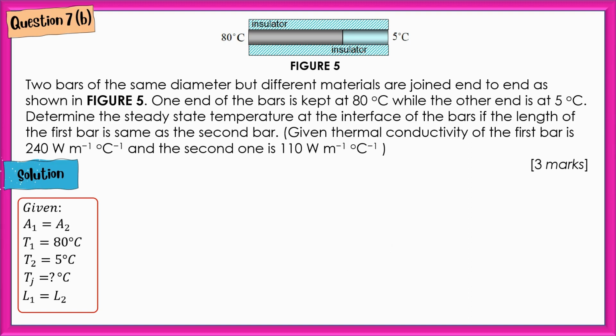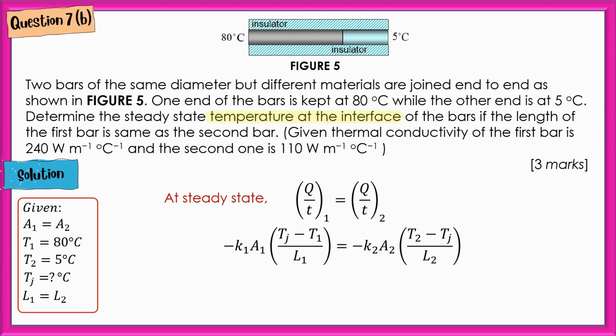So in this question, the thing that you need to calculate is the temperature at the interface, or the junction temperature, also called boundary temperature. And the condition given is the steady state. Steady state means that the rate of heat transfer through the first conductor is equal to the rate of heat transfer through the second conductor.